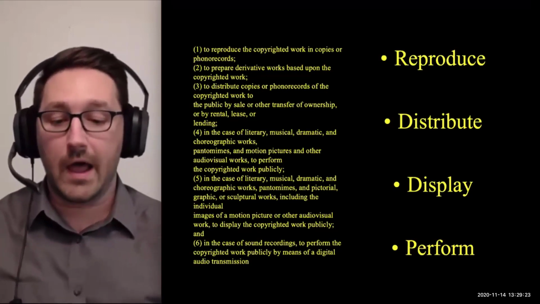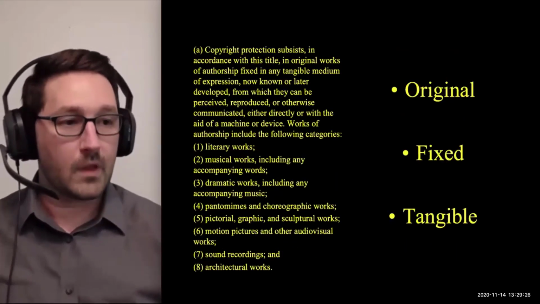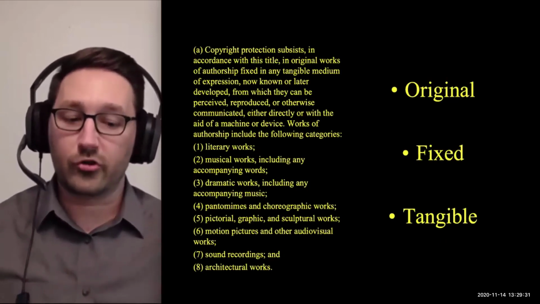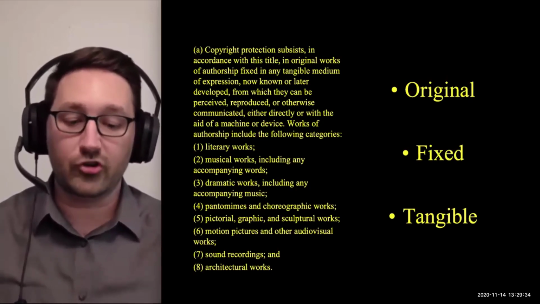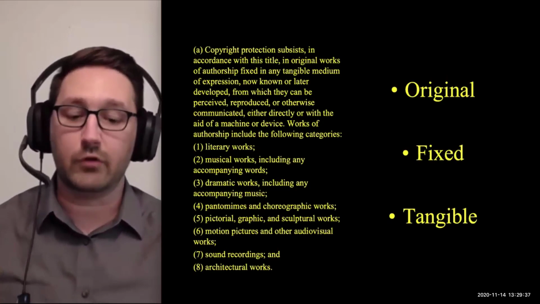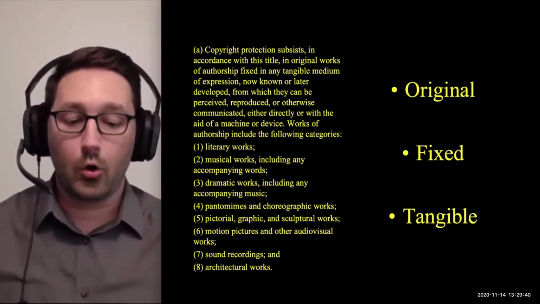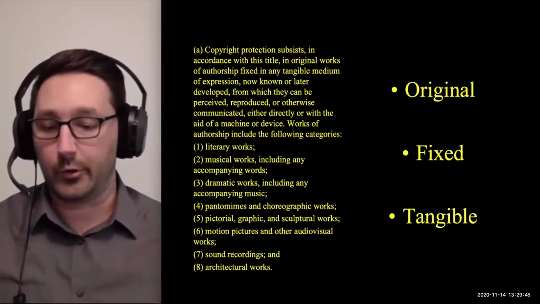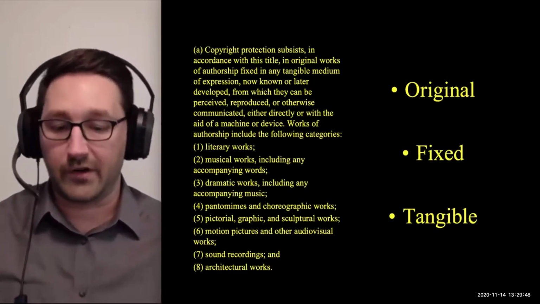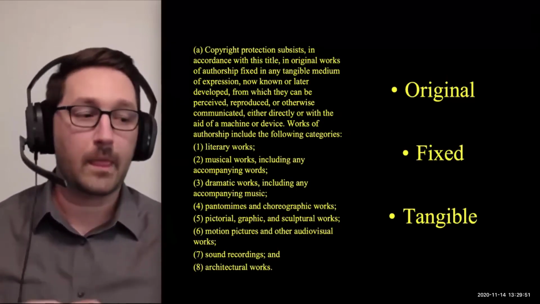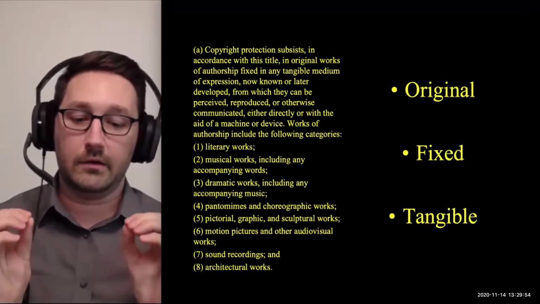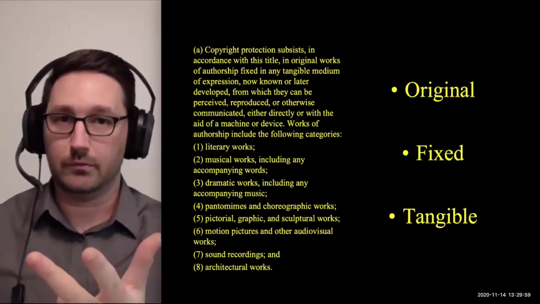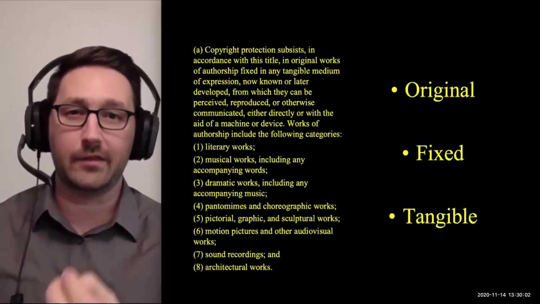Okay, so let's take a look at section 102(a). Copyright protection subsists in accordance with this title in original works of authorship fixed in a tangible medium of expression, now known or later developed, from which they can be perceived, reproduced, or otherwise communicated either directly or with the aid of a machine or device. Works of authorship include the following categories, and there's a variety of categories: literary works, musical works, dramatic works, pictorial, graphic, sculptural works, motion pictures, sound recordings, architecture. But the important points in section 102(a) are original, fixed, and tangible. Those are really important. We're going to learn a lot about why those are very important.